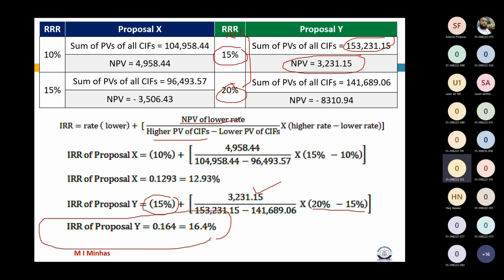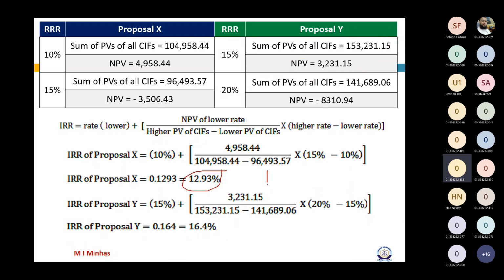Is it clear? Yeah. Now, one project, or proposal, has an IRR of 12.93. I'm just assuming it to be 13%, just for the purpose of discussion, right? And let's take this one as 16%, correct? For a discussion that I'm going to start now. If I ask you which project you would prefer, which one would you choose? 16%. Right.